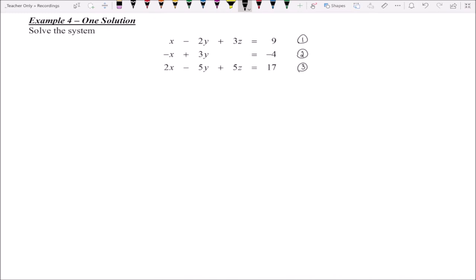Well, the easiest unknown to eliminate right now would be x, because the first equation has a single x. So it's extremely simple to get rid of it. To do that, we can just add equation 1 to equation 2. This will result in the x's dropping out. We'll have negative 2y plus 3y, which is just y. We'll have 3z plus nothing, and that is equal to 9.